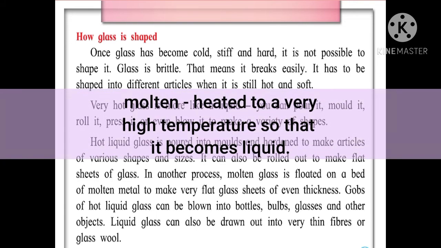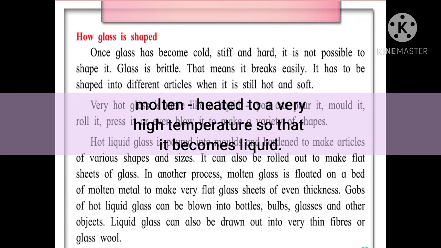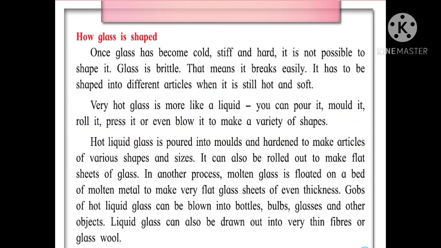Molten means heated to a very high temperature so that it becomes liquid. This liquid form of glass is floated on a bed of molten metal. And then very flat sheets of even thickness are made. Even means the same thickness.